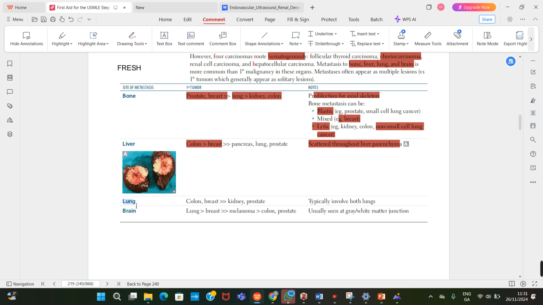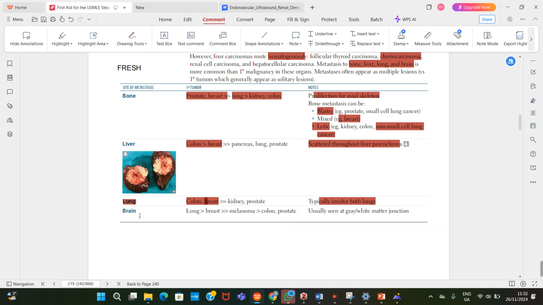Then the next is the lung. So colon also goes to the lung, just like it goes to the liver. Colon goes to the lung. Then the breast is the second as usual. Then the kidney and prostate. So most of the time, for you to identify a met to the lungs, you see it in both lungs.